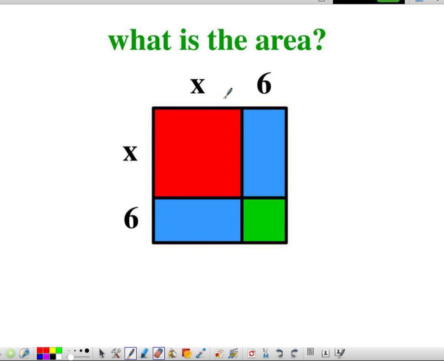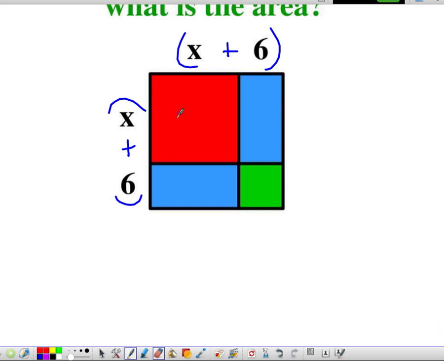Let's take a look at the next one. Is this a square? Yeah. Notice that x plus 6 has the same length and width. Exactly the same. By the way, let's go ahead and calculate this out. Here we have x squared, 6x, 6x, and 36. Now let's write out the equation for this. This would be x squared plus 12x plus 36.